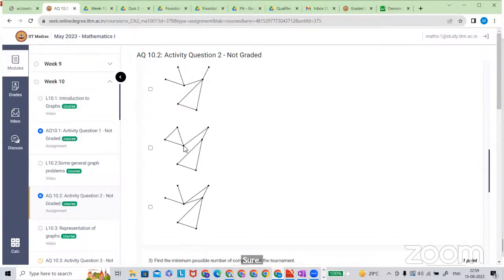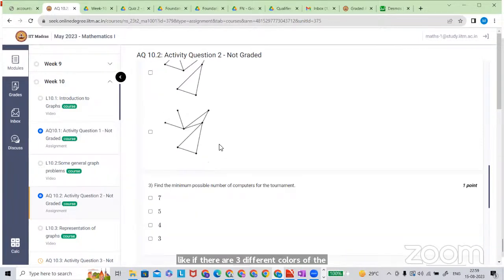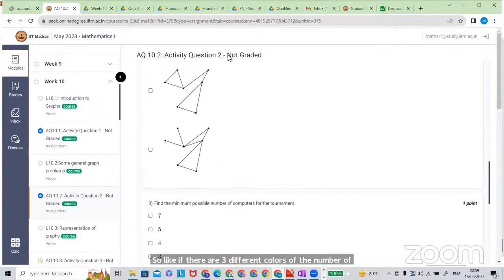Now for this one, you need to find the minimum number of colors required. Like if you color this one, then you cannot color these two the same. So we color the non-common ones, and then find the number of different colors. Yes, find the number of different colors. If there are 3 different colors, then the total number of computers required will be 3. Yes. Got it, sir.